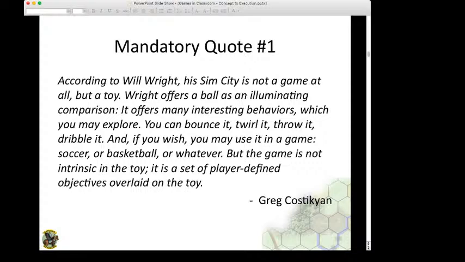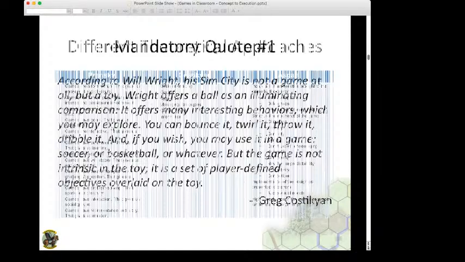Can you build the lowest pollution city? Can you build one with the least amount of traffic problems? Can you build one that's Godzilla proof? Whatever those extra player-defined objectives are is what you throw into there. And so that's an example of a difference between where game and sim sort of exist in orthogonal directions.